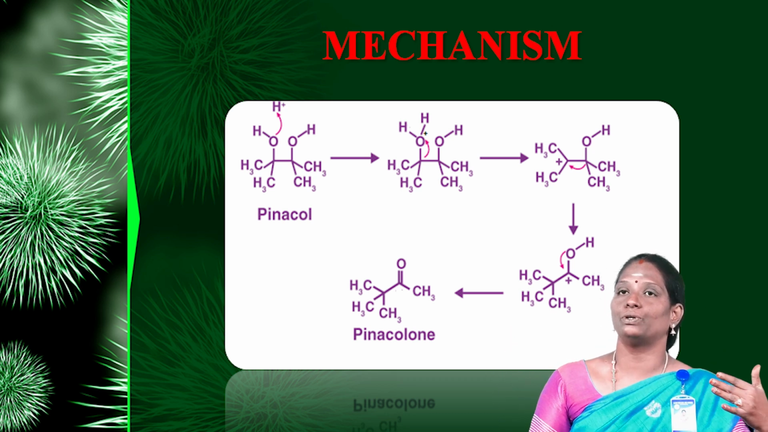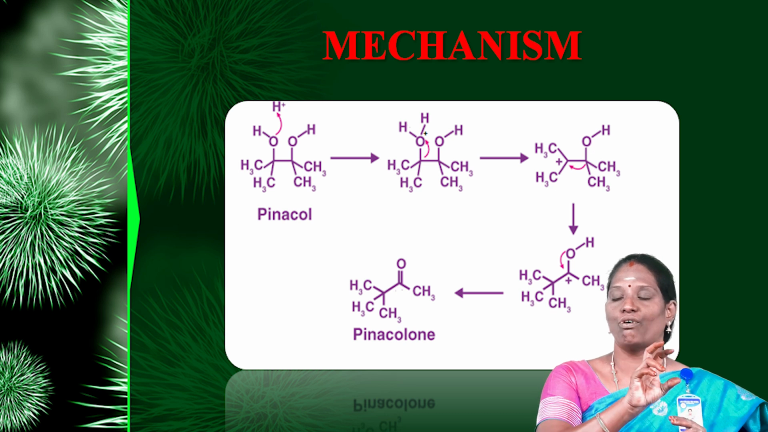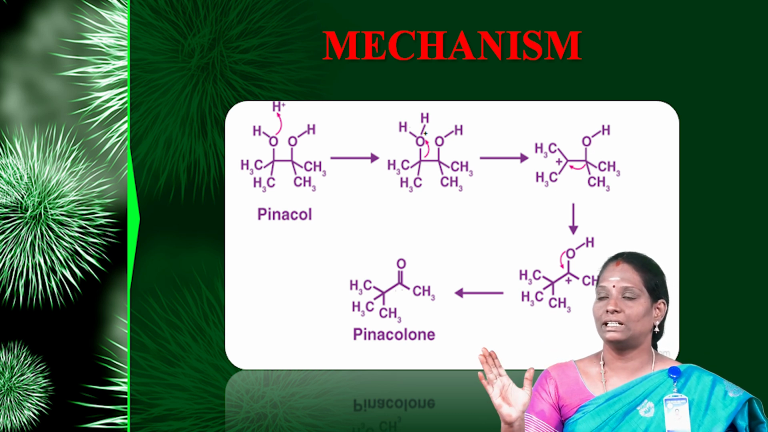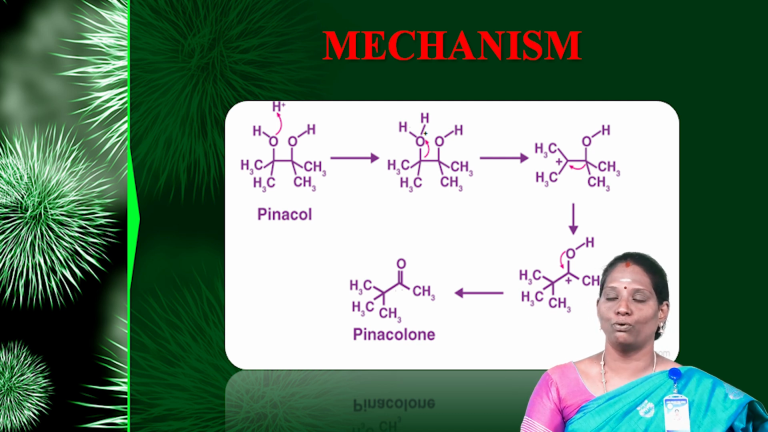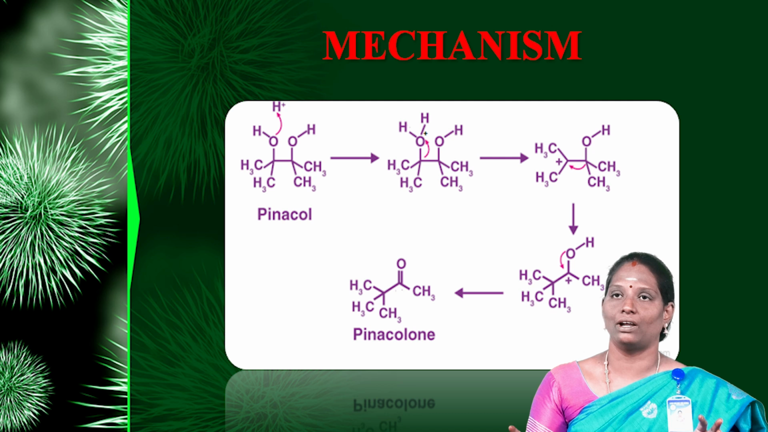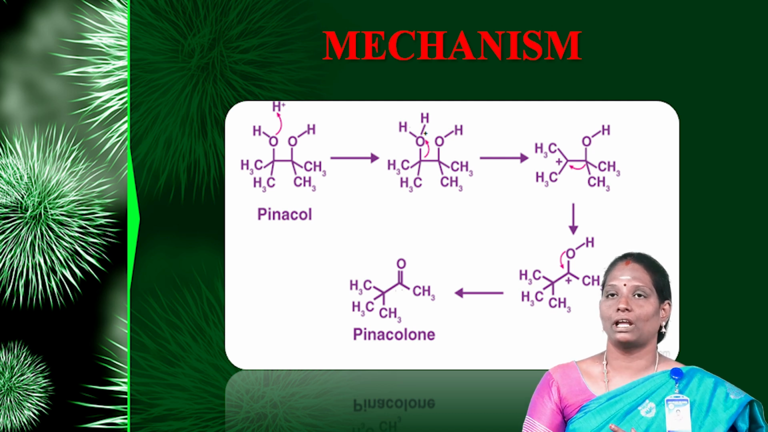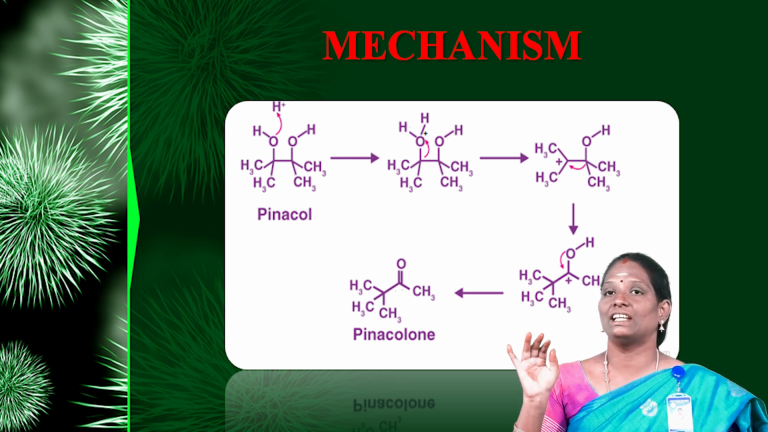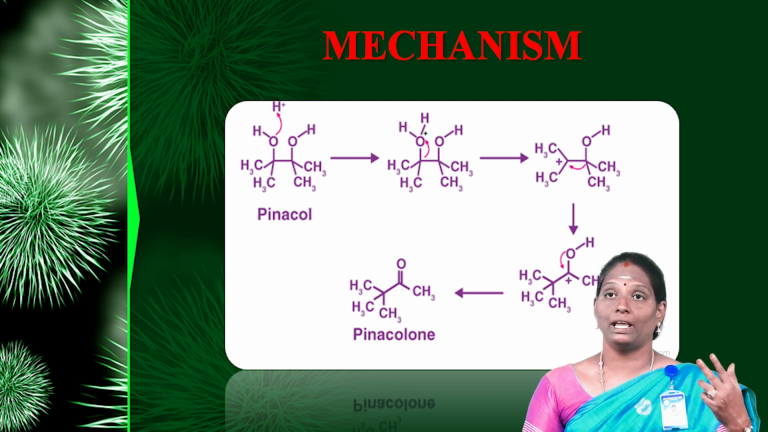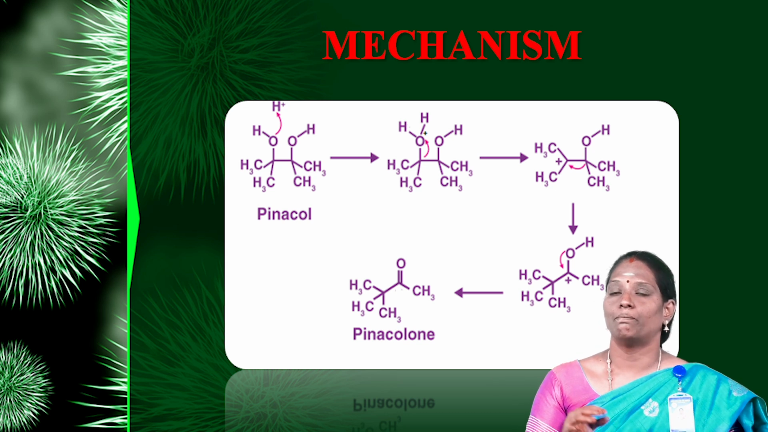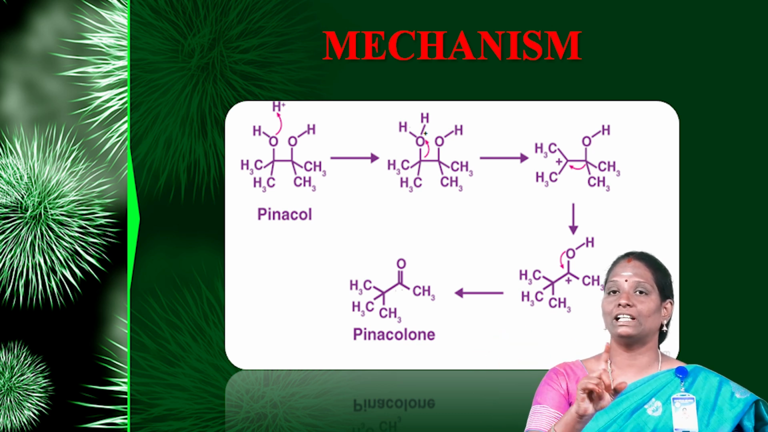Step 2. What is step 2? A carbocation is formed. In this step, a water molecule detaches from the compound and results in the formation of a carbocation. This carbocation is of tertiary type and hence stable, but it has a chance to gain more stability. What is step 3? Migration of the methyl group.